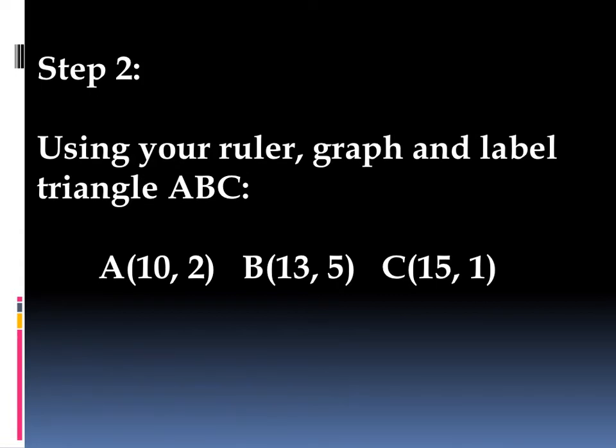All right, step number 2, using your ruler, graph and label triangle ABC. So go ahead and graph these 3 points and then label the vertices of the triangle ABC. Use your ruler to connect the dots and make the actual triangle. Pause the video now and go ahead and do that.